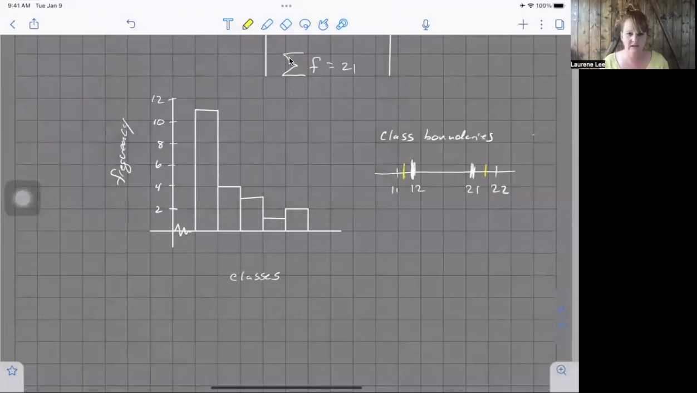Now, why do we do that? Because these bars touch, we have to find a point in the middle that the classes share.